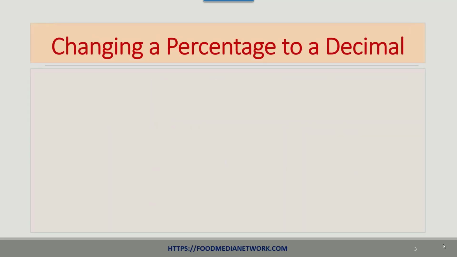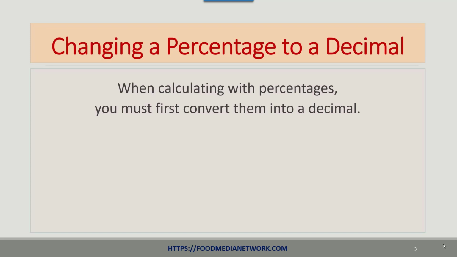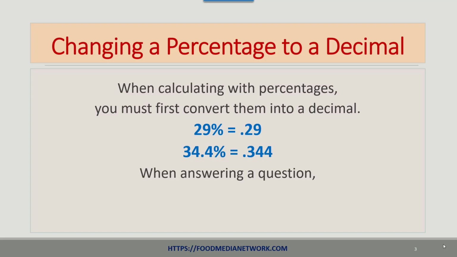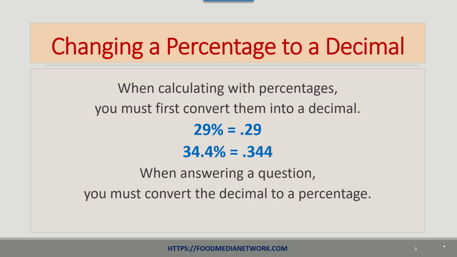percentages. Now, changing a percentage to a decimal: sometimes we want to use the percentage format of a number, and other times the decimal representation of that number. So sometimes we have to do some converting. For example, 29% will be equal to 0.29, or 34.4% will be equal to 0.344.